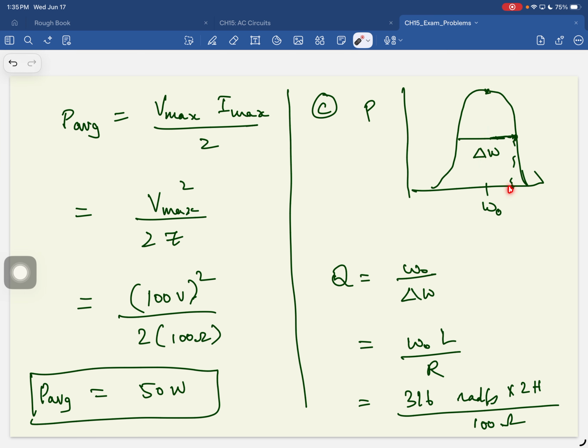A transformer is used to supply a 12-volt model train with power from a 100-volt plug. The train operates at 50 watts of power. What is the RMS current in the secondary coil?